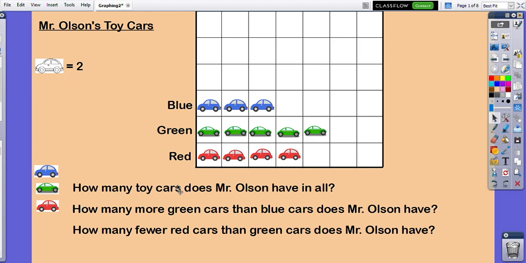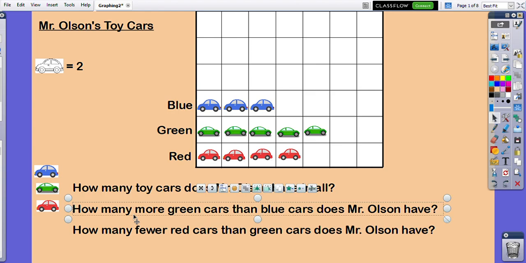So now we can answer these questions with our new information. How many cars does Mr. Olson have in all? Well, now I'm counting by 2s. 2, 4, 6, 8, 10, 12, 14, 16, 18, 20, 22, 24. 24 cars in all, because each car is worth 2.